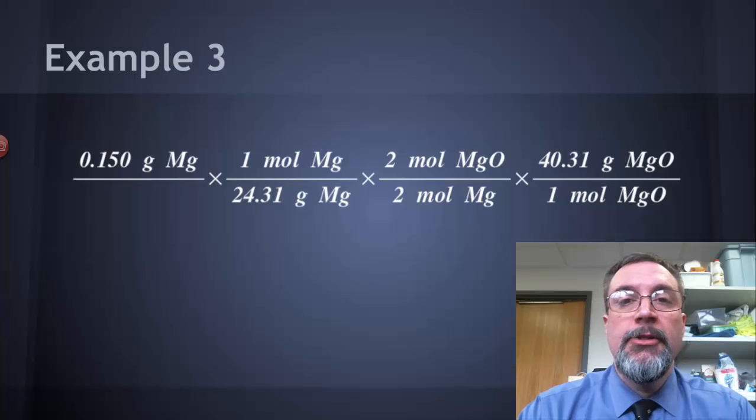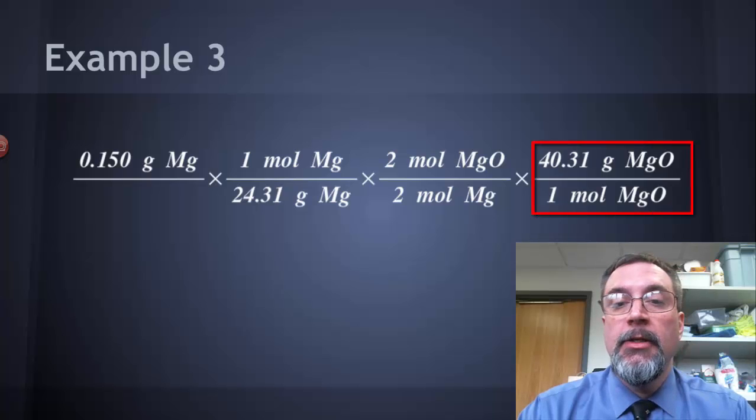And finally, I was interested in what mass of magnesium oxide was going to be produced. So I need to use the molar mass of magnesium oxide, because once I get through the mole ratio, I'll have moles of MgO, but I wanted mass of MgO.